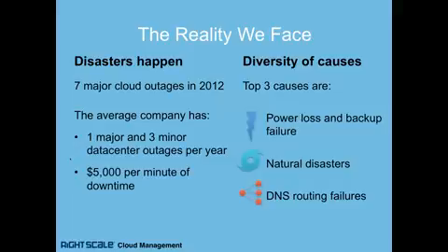Characteristics of cloud architectures to try and deal with outages and disasters, etc. So I wanted to share, first of all, what are we facing? Just establish the context that we're in here. As you mentioned, outages happen, disasters happen.